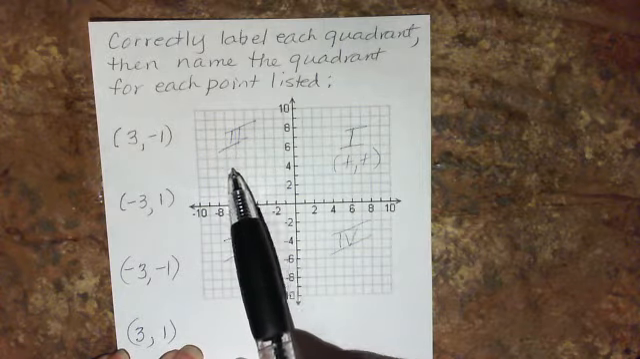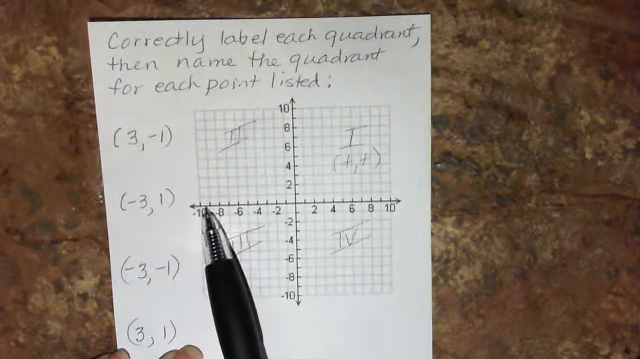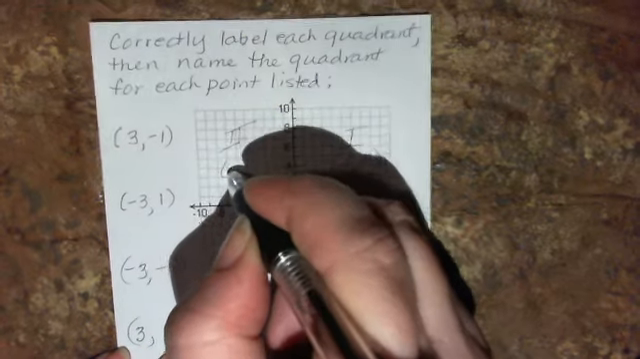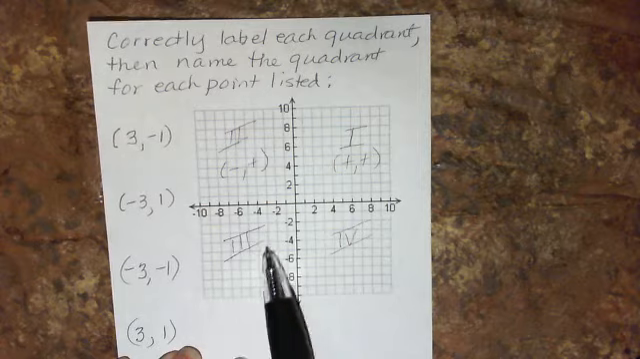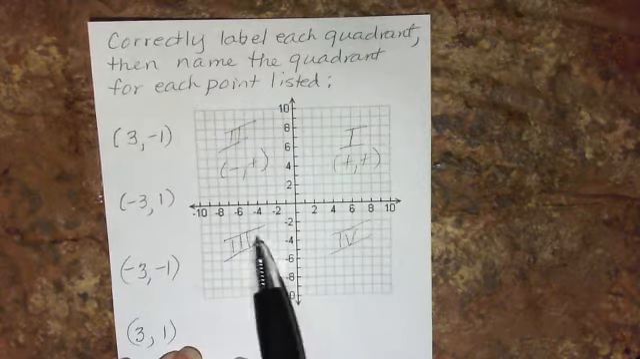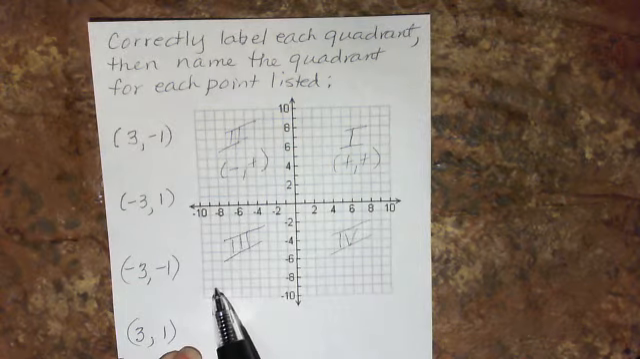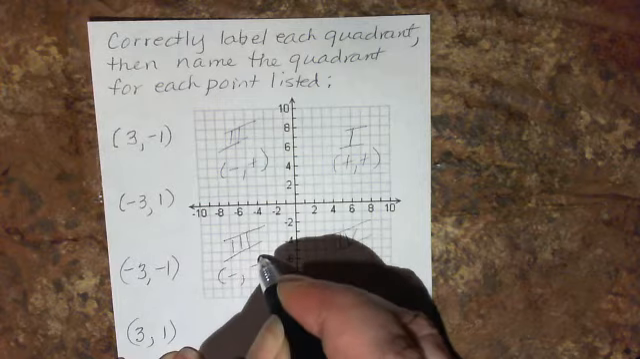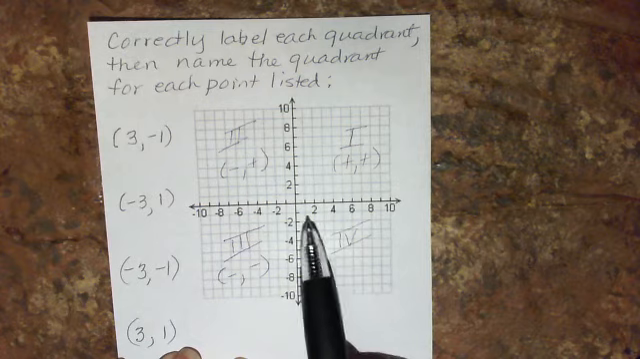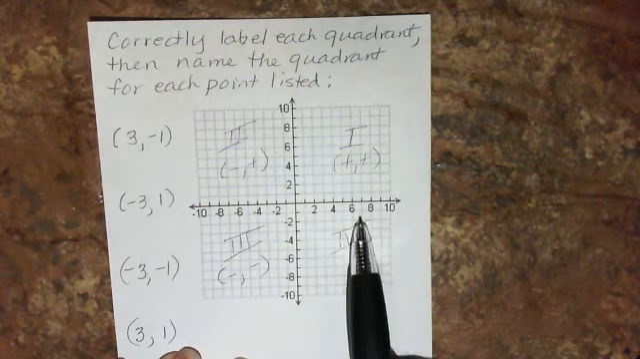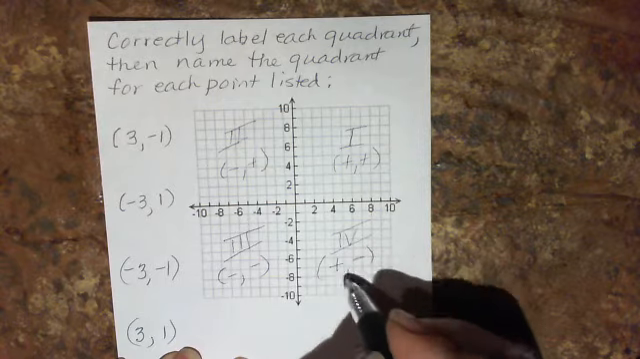Alright, so let's remember then, quadrant 2, all the points in this area have a negative x value and a positive y value. So negative first and then positive. All the points in this area of the plane, in this quadrant, have a negative x value and a negative y value. So both values are negative. And then in quadrant 4, all the points in this area have a positive x value and a negative y value. Positive followed by negative.